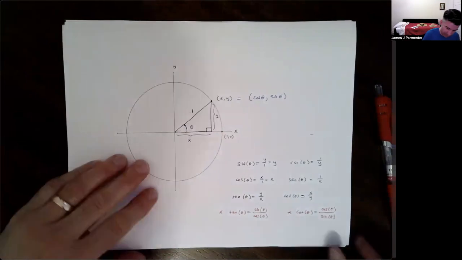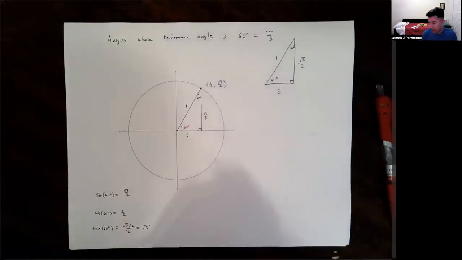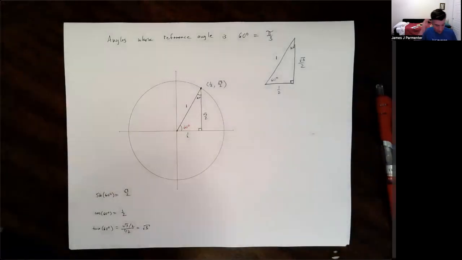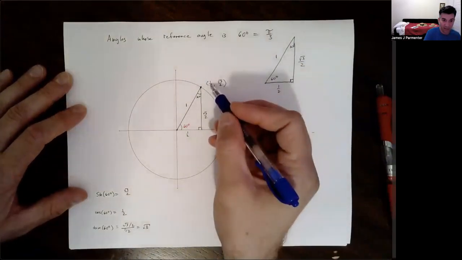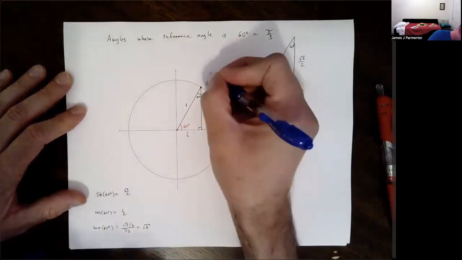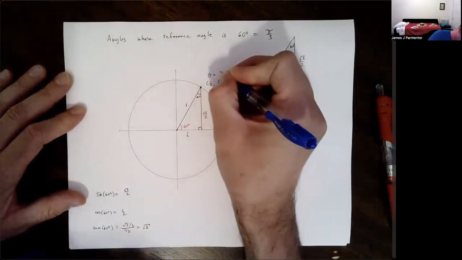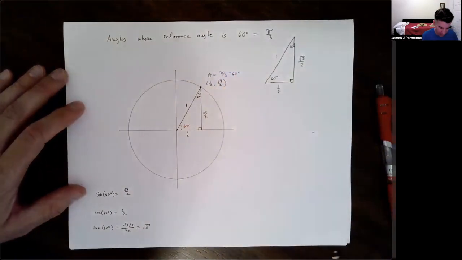So for example here, back to the page we're on. I'm not going to write it probably, but this point here is equal to cosine of 60 degrees comma sine of 60 degrees, where our angle here is pi over 3 or 60 degrees. All right, let's do the rest of them.